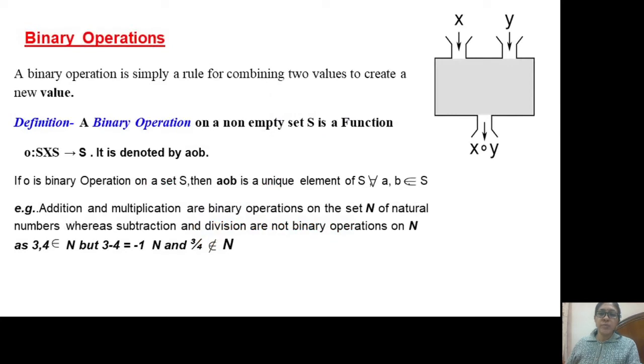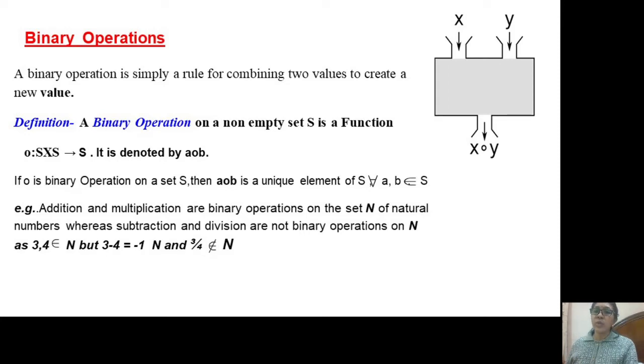Before I proceed to define groups, I would just like to recapitulate binary operations, which you have already done in your lower classes. You all know that a binary operation is simply a rule for combining two values to create a new value. That is, a binary operation on a non-empty set S is a function, which we may denote by ∘, star, f, anything we want, from S cross S to S, and it is denoted by a ∘ b.